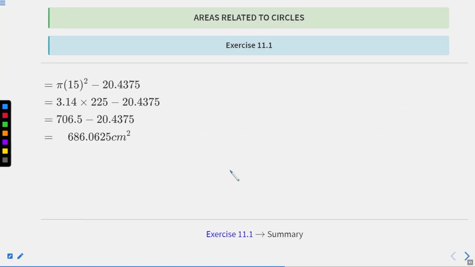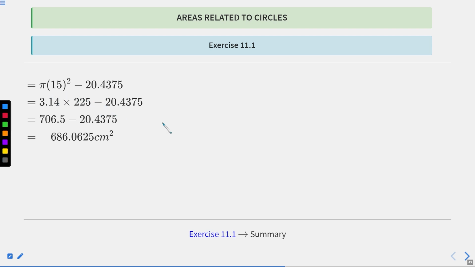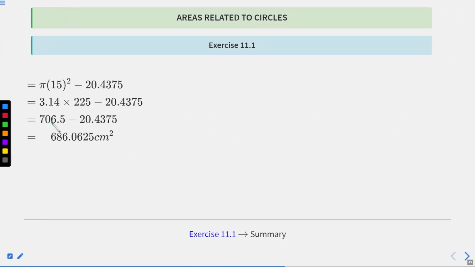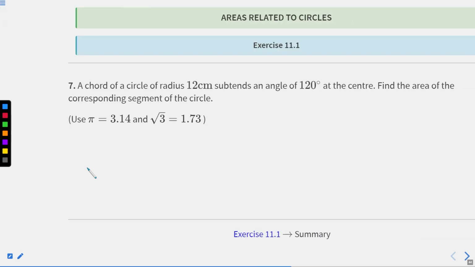If we use this formula, the area of the major segment is equal to pi times 15 squared minus 20.4375, that is 3.14 times 225 minus 20.4375, that is 706.5 minus 20.4375, which is equal to 686.0625 centimeter square. Therefore the area of segment PRQ is 20.4375 centimeter square, and the area of major segment PSQ is 686.0625 centimeter square. Now let us move to question number 7.